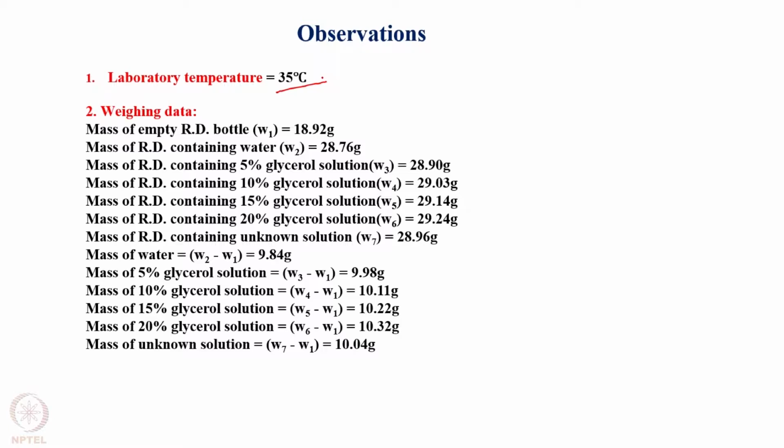Now the mass of the empty RD bottle, or specific gravity bottle, was 18.92 grams, and the mass of the RD bottle filled with water, RD here being relative density, was 28.76 grams. These are the masses of the different volume by volume solutions of glycerol which were added to a 10 ml RD bottle. We subtracted the mass of the empty RD bottle from that of the bottle containing water, and obtained the mass of 10 ml water as 9.84 grams. Similarly, we obtained the masses for the different glycerol solutions as indicated here.